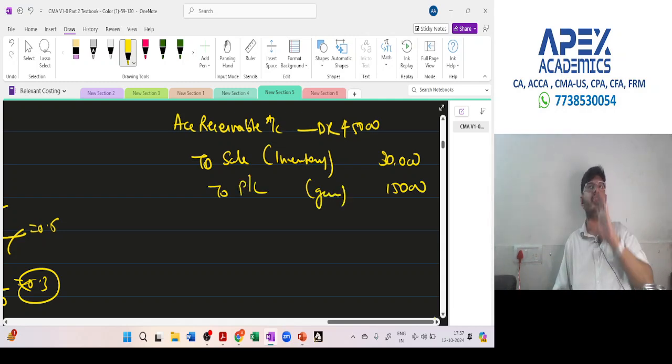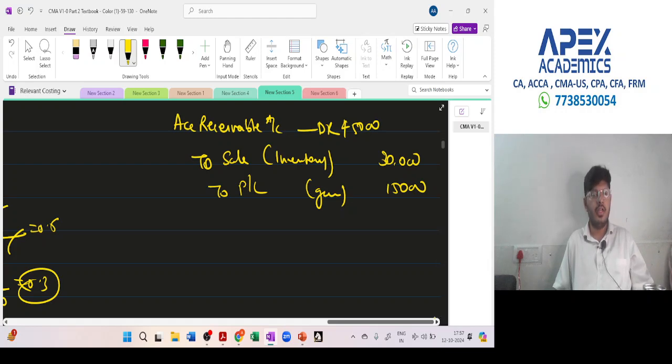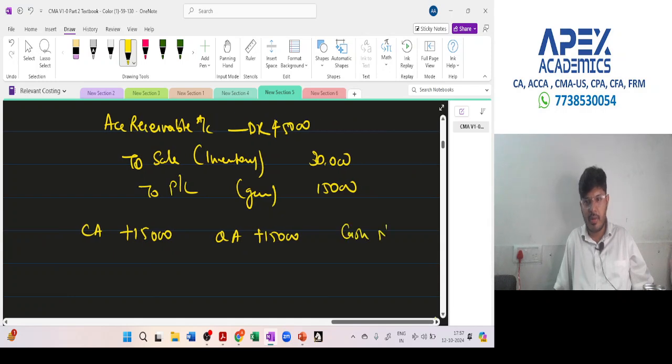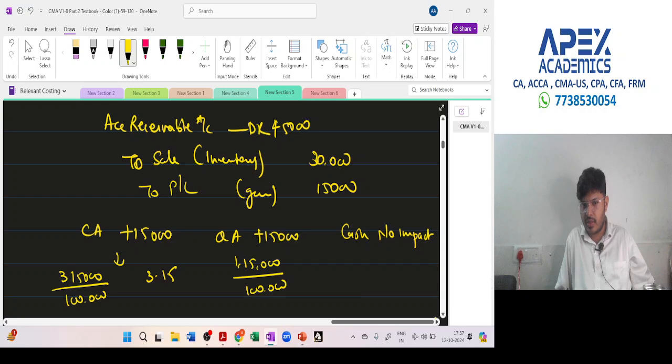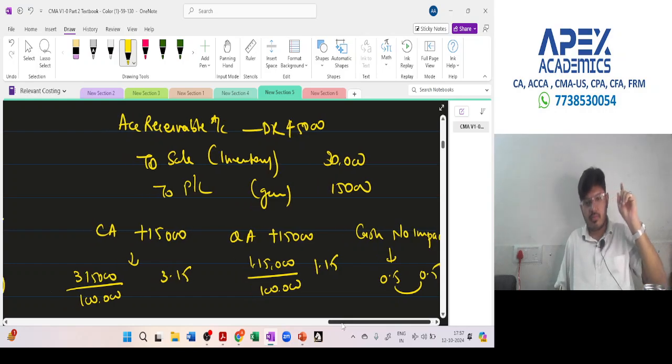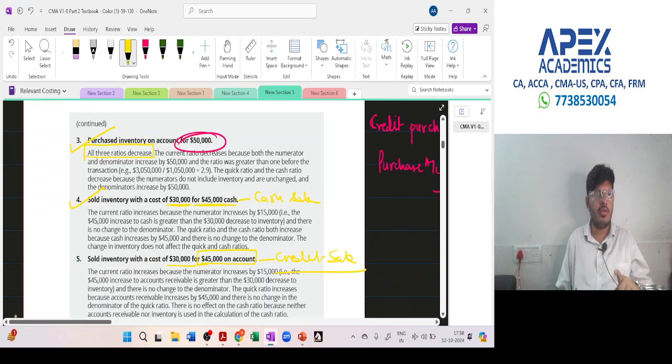Sir, now let us pay keen attention to this particular statement here. In my current assets, there is a net increase of 15,000. In my quick assets, there is a net increase of 15,000. And in my cash, there is no impact. My current assets will now become 3 lakh 15,000 upon 1 lakh, so this will become 3.15. This will become 1 lakh 15,000 upon 1 lakh, so this will become 1.15 and this will stay 0.5. So my current ratio and my quick ratio increase, but my cash ratio does not.